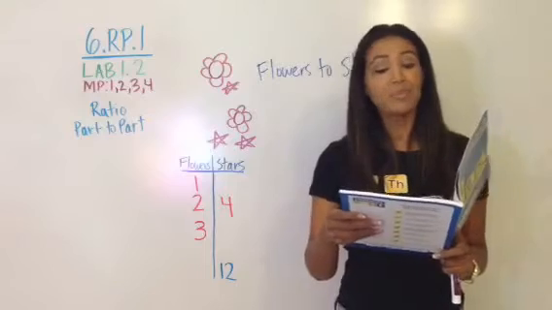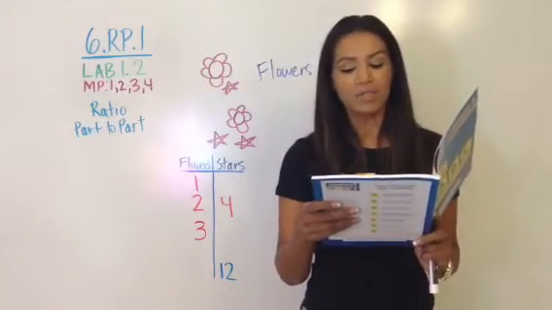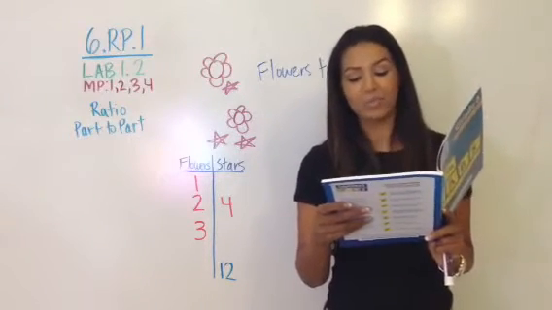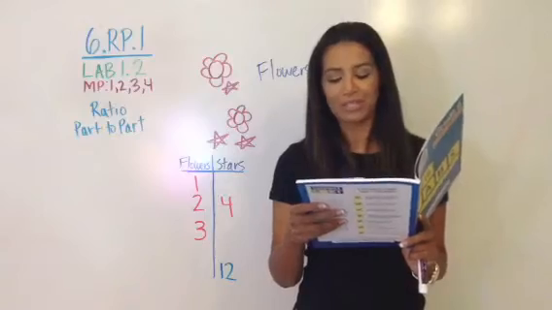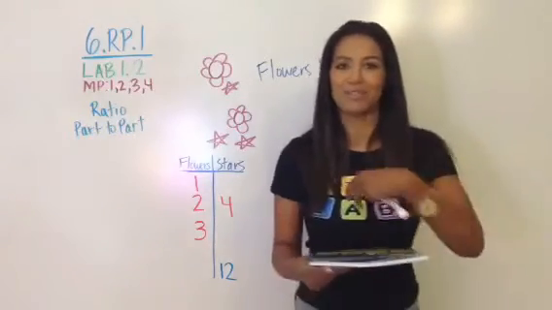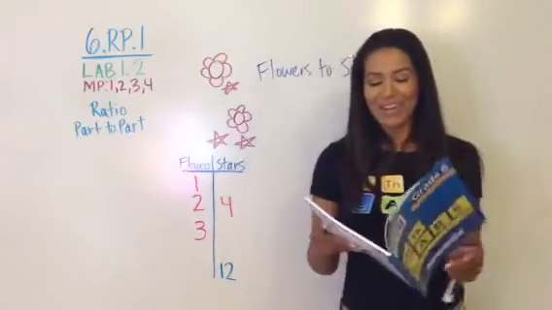Let's read the objective. We are at Lab 1.2. I can express a part-to-part ratio and express equivalent ratios in a table. I have a hard time reading. I can speak, but apparently it's just really difficult for me to read, math teacher. So here are the directions.